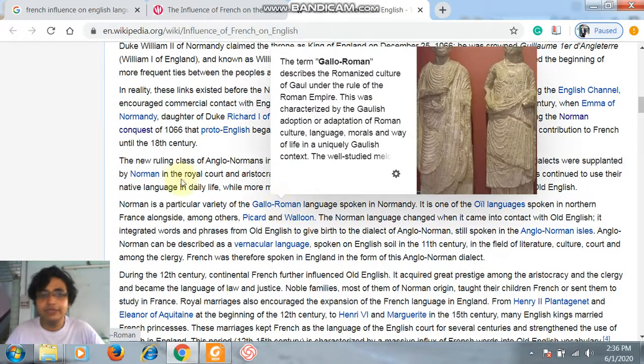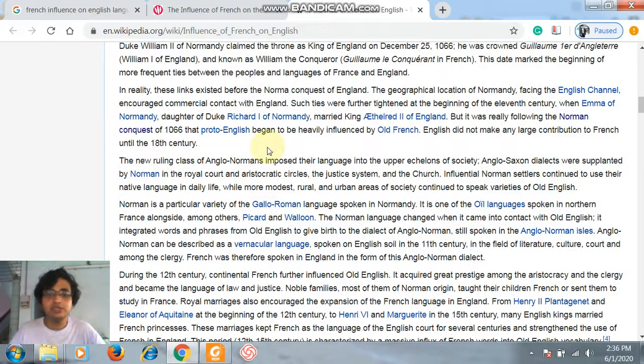But in reality, these links actually existed before the Norman conquest of England, because the geographical location of Normandy facing the English Channel encouraged commercial ties with England. Such ties were further tightened at the beginning of the 11th century when Emma of Normandy, the daughter of Duke Richard I of Normandy, married King Aethelred II of England.